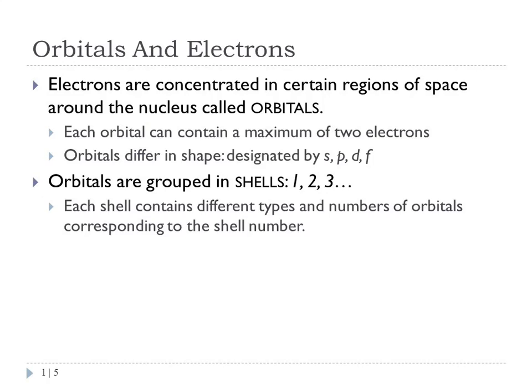These orbitals have different shapes, and they're designated with letters, S, P, D, and F. And this should be review. Each orbital can hold at most 2 electrons. Sometimes they have no electrons in them, sometimes only 1. And those orbitals are grouped into shells, which are indicated with numbers, 1, 2, 3, 4, etc. Each shell is going to have different types and numbers of orbitals depending on the shell number. So we're kind of given the baby version of quantum mechanics here.